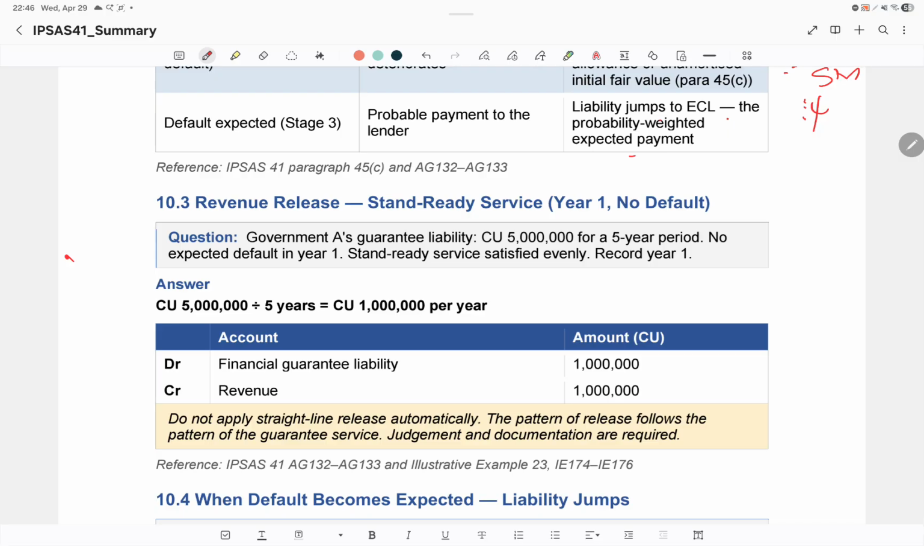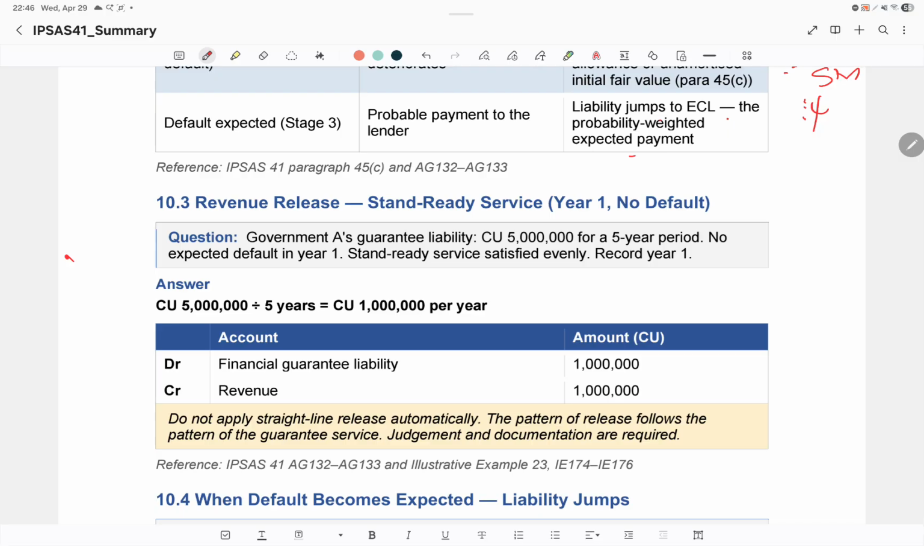Question. Government A guarantees a liability. Current unit 5 million for a 5-year period. No expected default in year 1. Stand-ready services are satisfied evenly. Record year 1. So, the financial liability guarantee is 1 million. Revenue is 1 million. So, a government guarantee liability is 5 million.